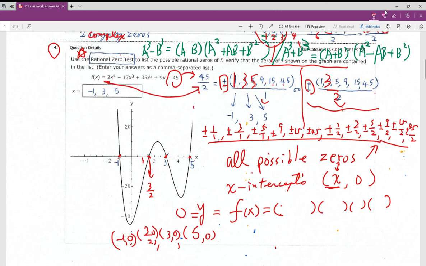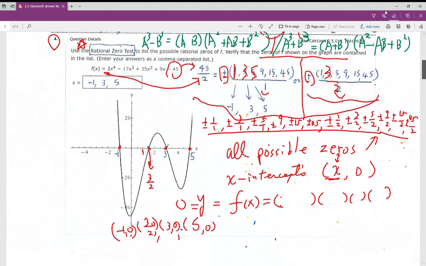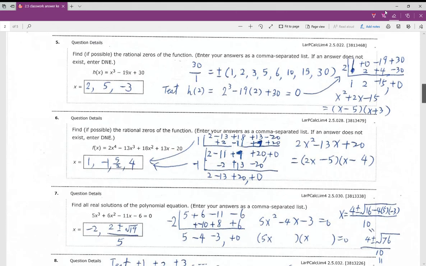So if you are able to list all the possible zeros, pretty soon I'm going to teach you, if I don't give you the graph, how to guess correctly. You only choose 4 solutions. You don't give the teacher so many possible answers. The first time the teacher may ask you to list all the possible zeros, but pretty soon we are going to ask you to give me exactly the right zeros. If there are only 4 zeros, then only give me 4 zeros. So let's go to number 5.